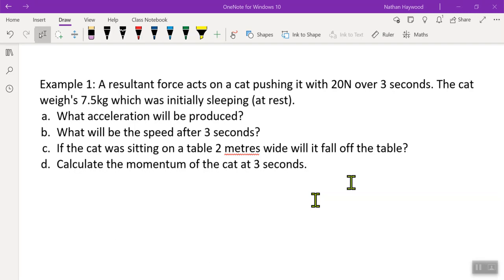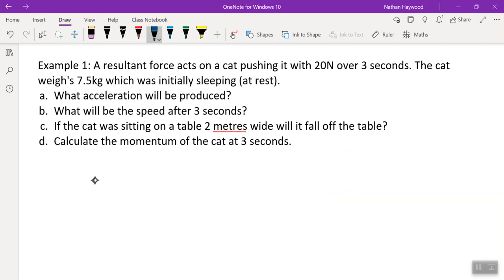Fairly simple. Mr. Haywood's pushing a cat off a table because the cat, I don't know, ate your marking or something. And I was like, how dare you? My cat is really fat. It's a 7.5 kilogram cat. My cat actually isn't that heavy. It's like 4 kilos. And it was sleeping on your marking after it had just eaten it.